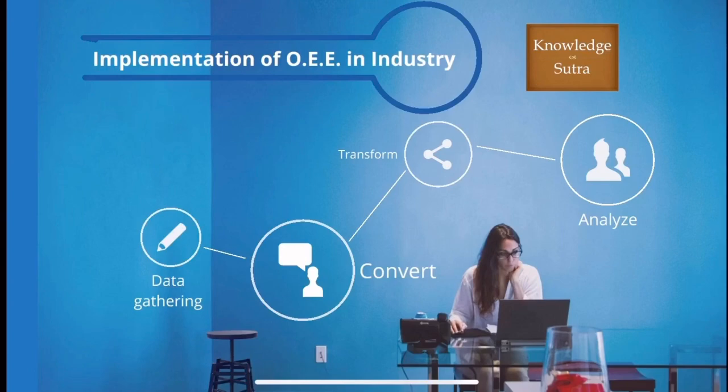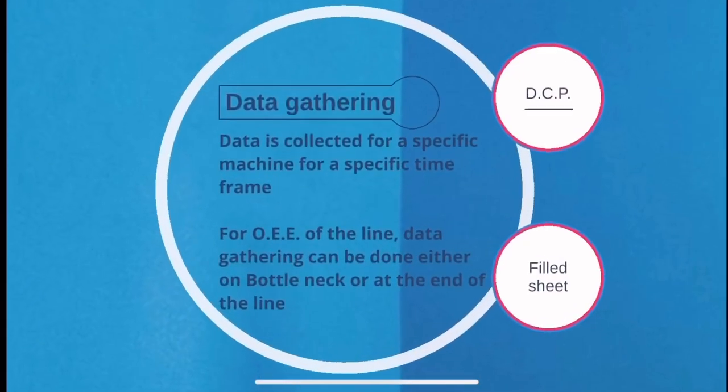We will start with data gathering. To calculate and analyze the OEE, we need data. And for that, we had made an OEE data collection sheet. To calculate the OEE of a specific machine, we need to gather the data from that machine, and we can do it by putting that sheet on that specific machine. But when we try to calculate the OEE of a line, we put that data gathering sheet on the bottleneck of the line or at the end of the line.